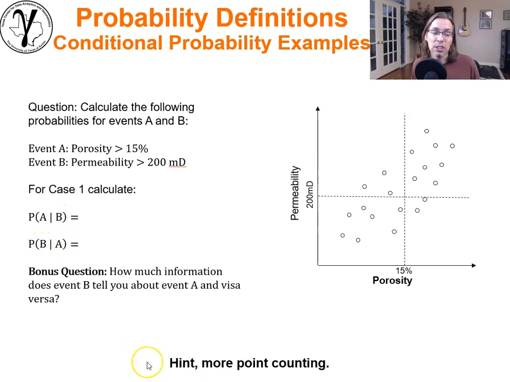Now I'm going to ask you a bonus question. And that is, how much information does B tell you about A and vice versa? Are they informative of each other? Do they share information? Knowing porosity, does it help you know permeability? Okay, so go ahead, work that out. See if you can get the bonus question too. It's pretty cool. And I'll show you the answer in 3, 2, 1.